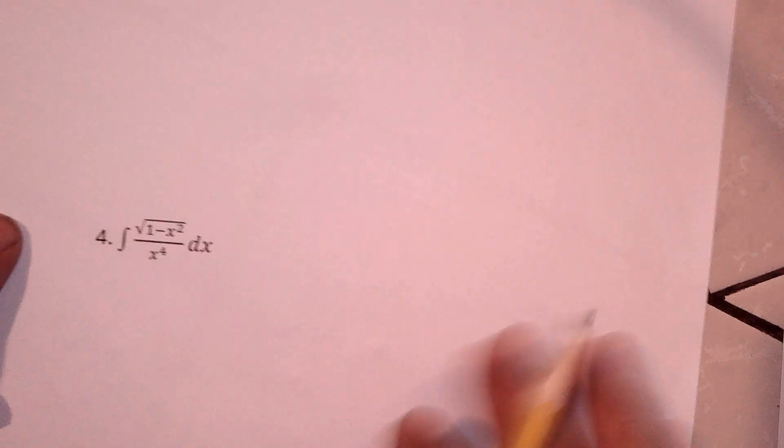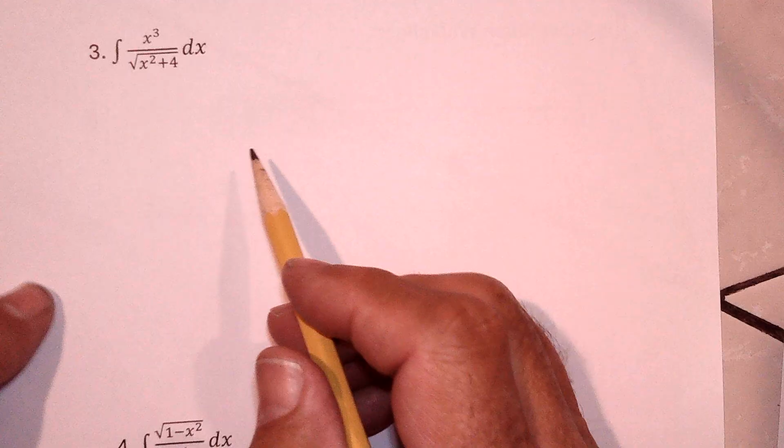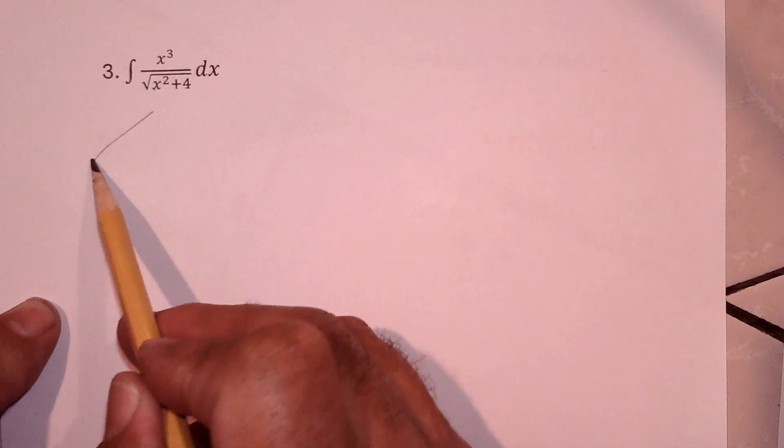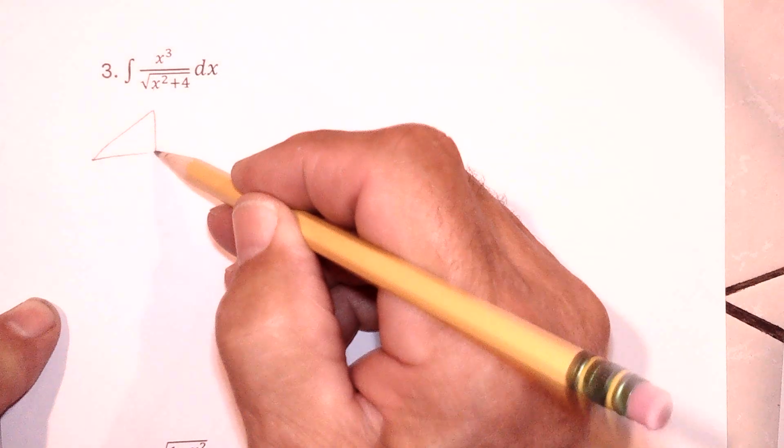Okay, next one. So now we have both of them added. How do I make that on a triangle?